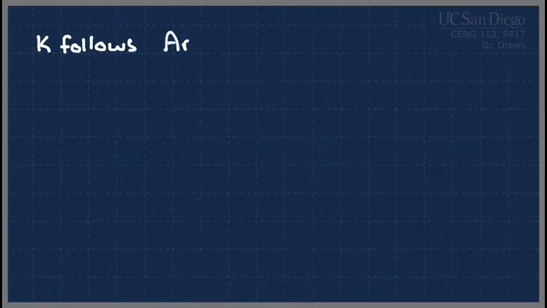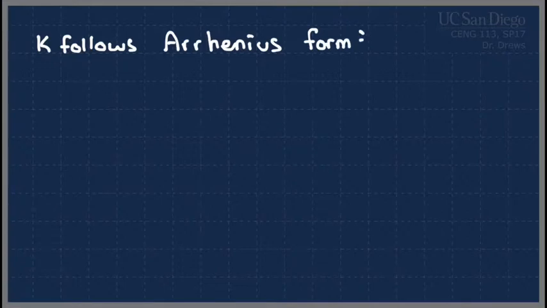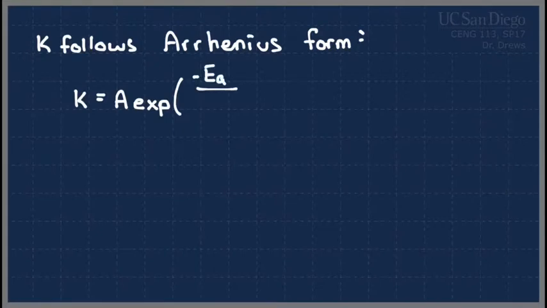That constant K follows what's called an Arrhenius form, which means the following. You will see K sometimes written as K is equal to A times the exponential of minus E sub A over RT. So the E sub A here, you've probably seen that term before. This is called the activation energy.